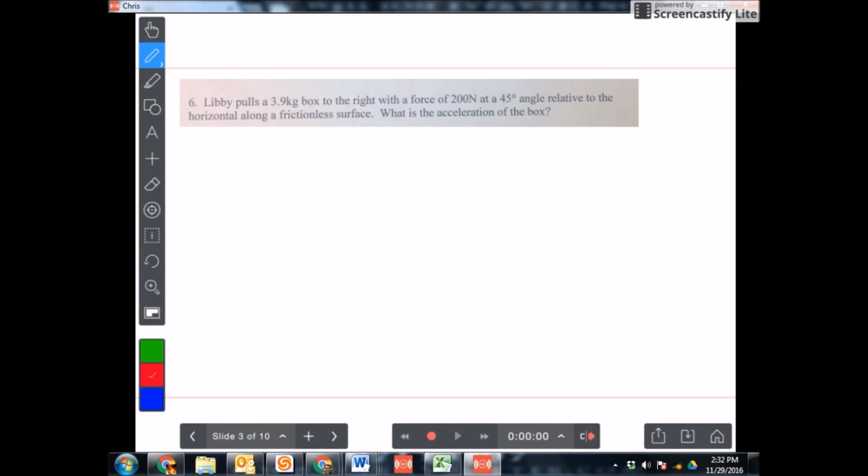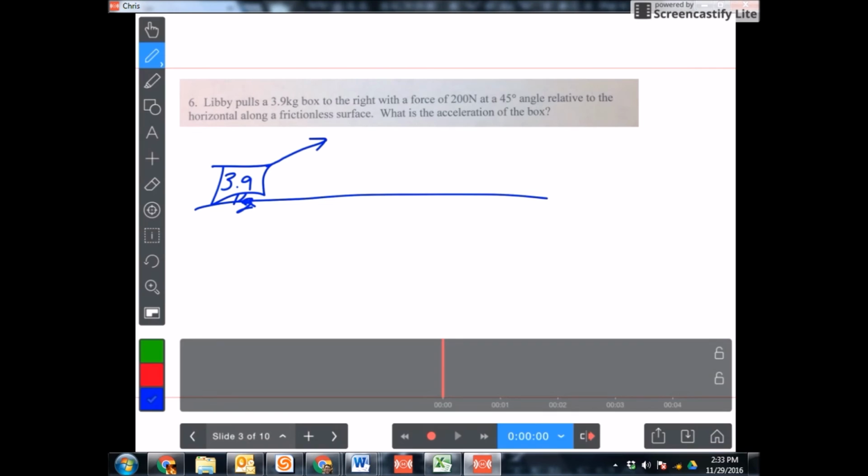Okay, so Libby pulls a 3.9 kilogram box to the right with a force of 200 newtons at a 45-degree angle relative to the horizontal along a frictionless surface. What is the acceleration of the box? Okay, so first thing, let's draw ourselves a picture of what's happening here. Got some kind of a box. It's 3.9 kilograms. And Libby is pulling that box to the right with some 200 newton force at a 45-degree angle.